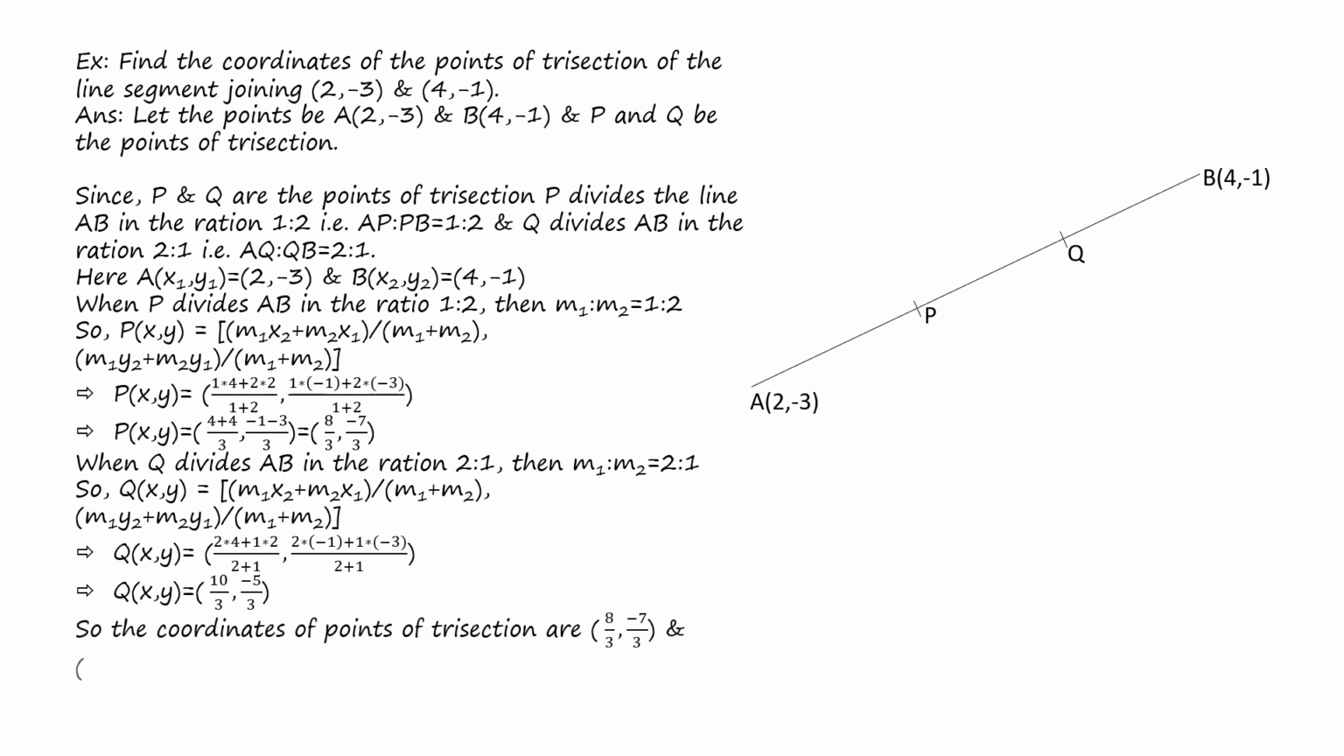So the coordinates of the points of trisection are (8/3, -7/3) and (10/3, -5/3) respectively. This is the answer.